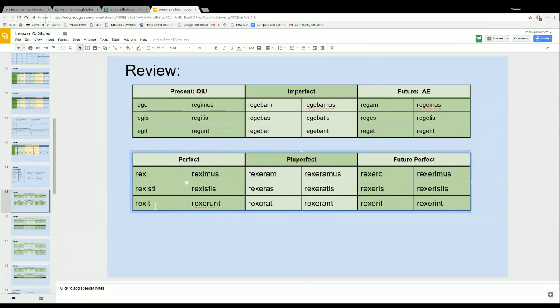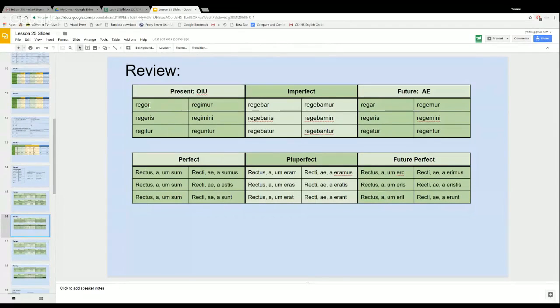rexi, rexisti, rexit, reximus, rexistis, rexerunt, rexeram, rexeras, rexerat, rexeramus, rexeratis, rexerant, rexero, rexeris, rexerit, rexerimus, rexeritis, rexerint. All right.